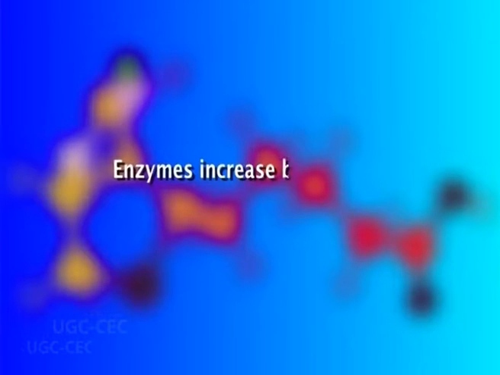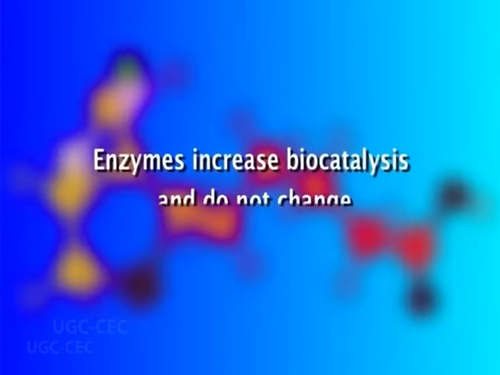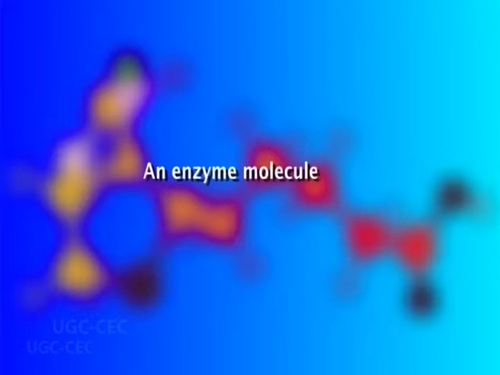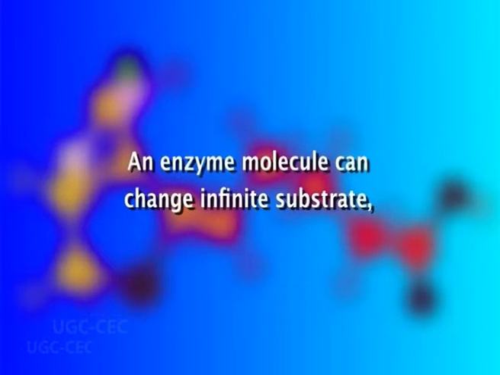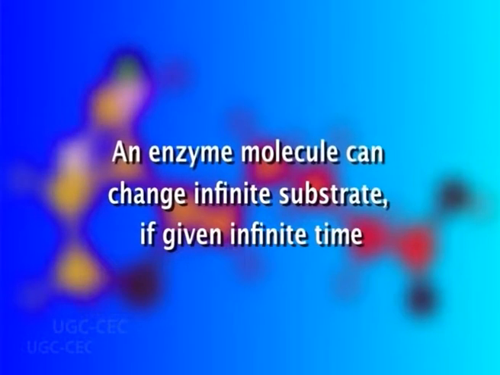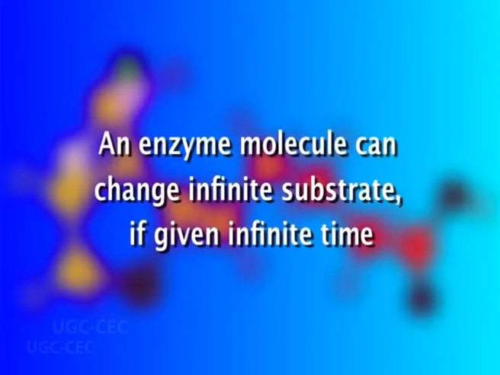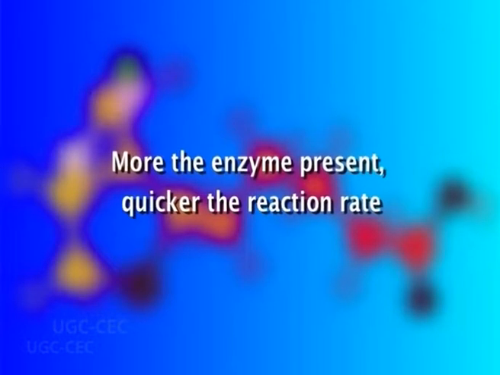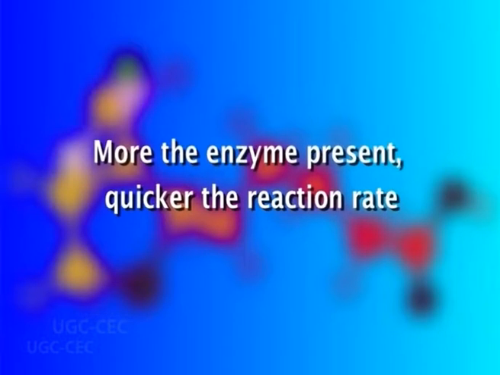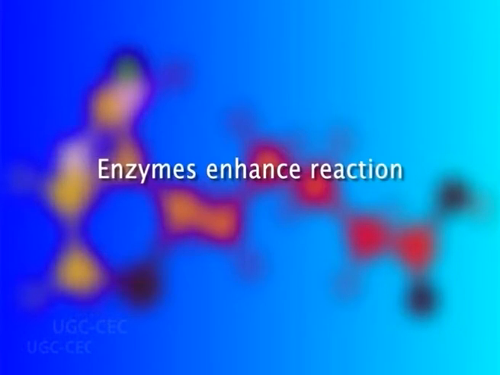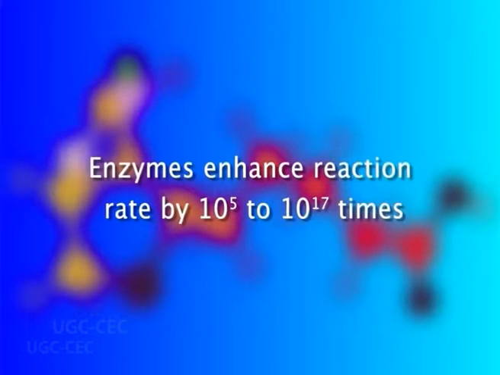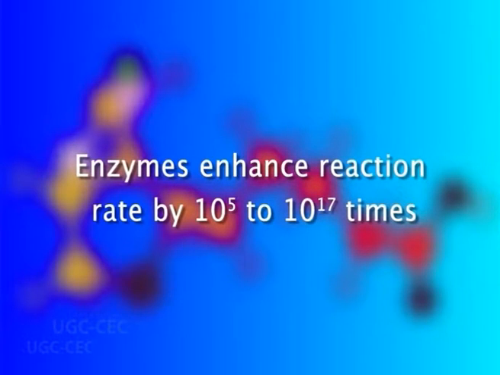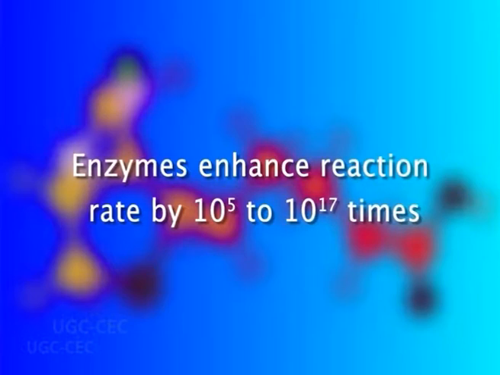Enzymes have the ability to increase the reaction rate, or biocatalysis, without being destroyed or changed in the process. Because of this, one enzyme molecule can theoretically change an infinite amount of substrate if given an infinite amount of time. Increasing the amount of enzyme decreases the time required for completing the reaction. The enzymes enhance reaction rates by a factor of 10⁵ to 10¹⁷ times that of an uncatalyzed reaction and facilitate the attainment of chemical equilibrium fast.